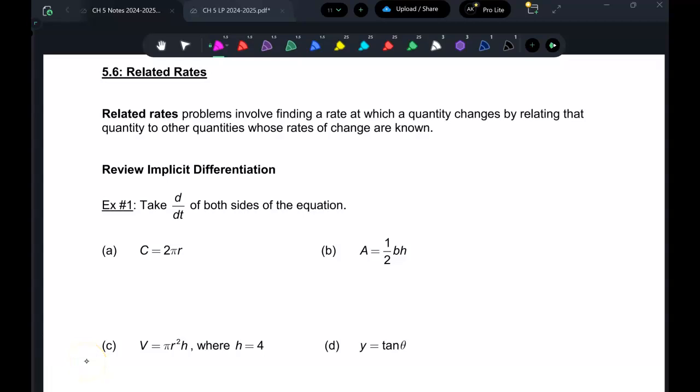Okay, but before we do the main part of the lesson, I want to do a quick review of implicit differentiation. Now, when we usually would do implicit differentiation, I would give you problems like x squared plus y squared equals 25. And then I would say, oh, find d dx of both sides, right?